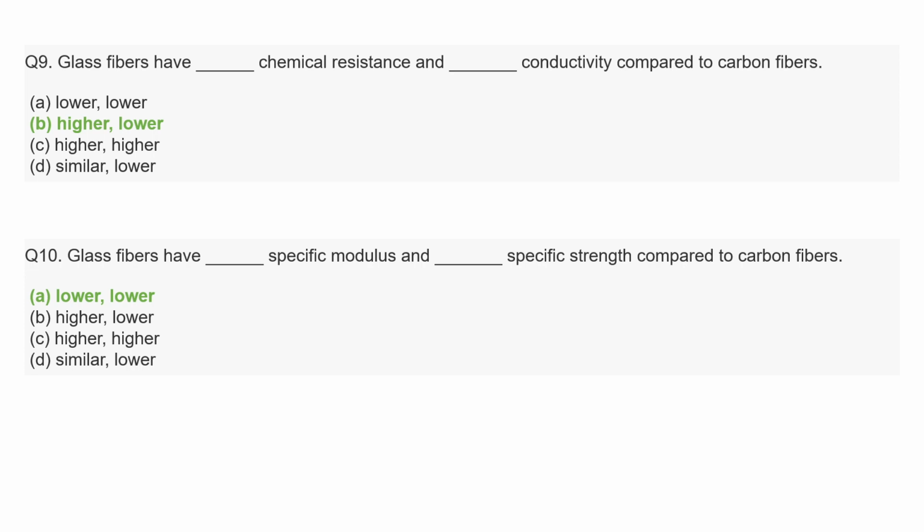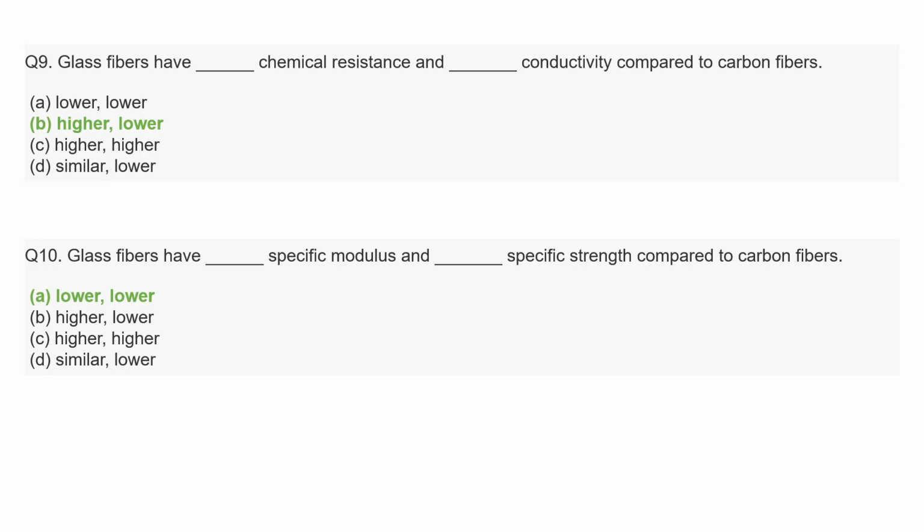Whereas in question number 10, the glass fibers have dash specific modulus and dash specific strength compared to carbon fiber. So glass fibers have lower specific modulus and lower specific strength compared to carbon fibers. Now we have to keep in mind these properties when we are trying to design our composite, like pipelines and cylinders. I mostly work with pipelines and cylinders.